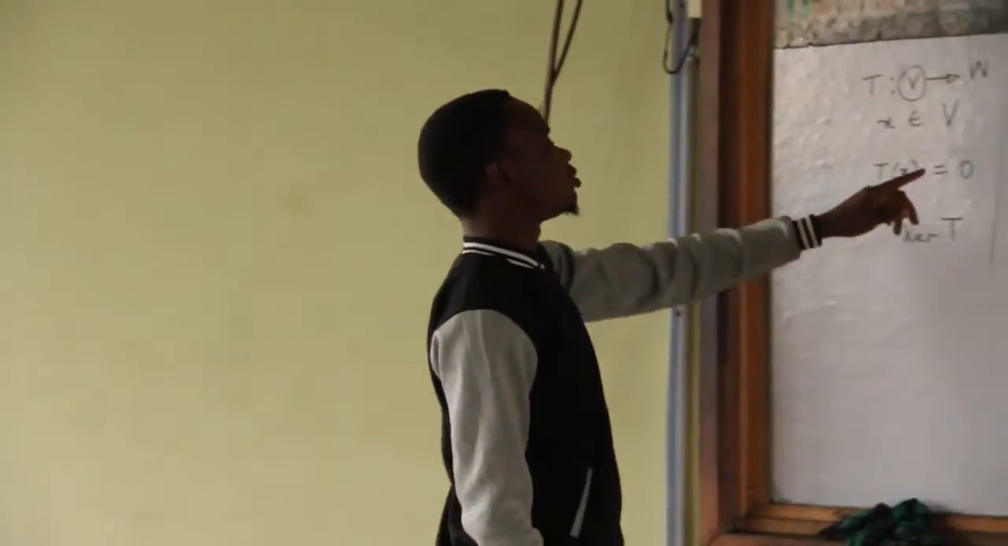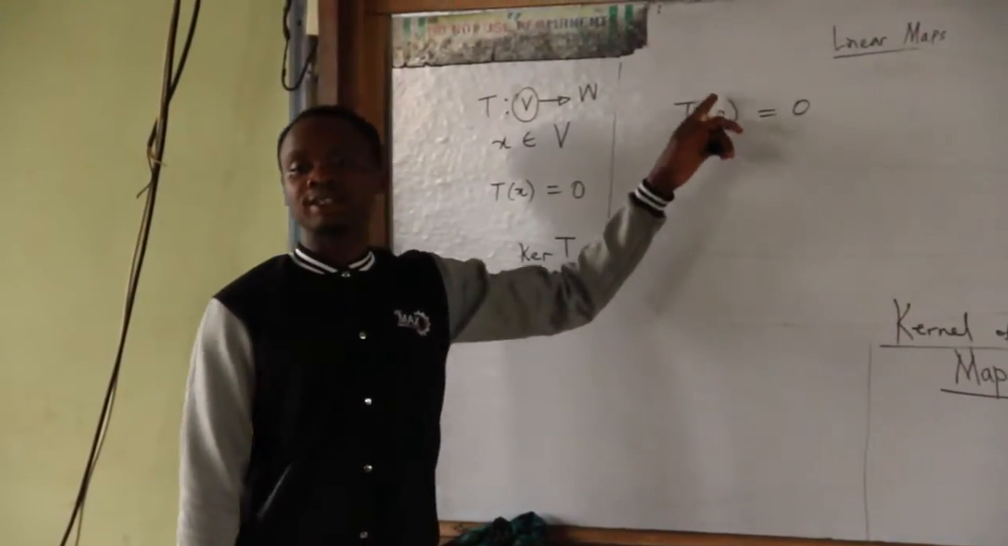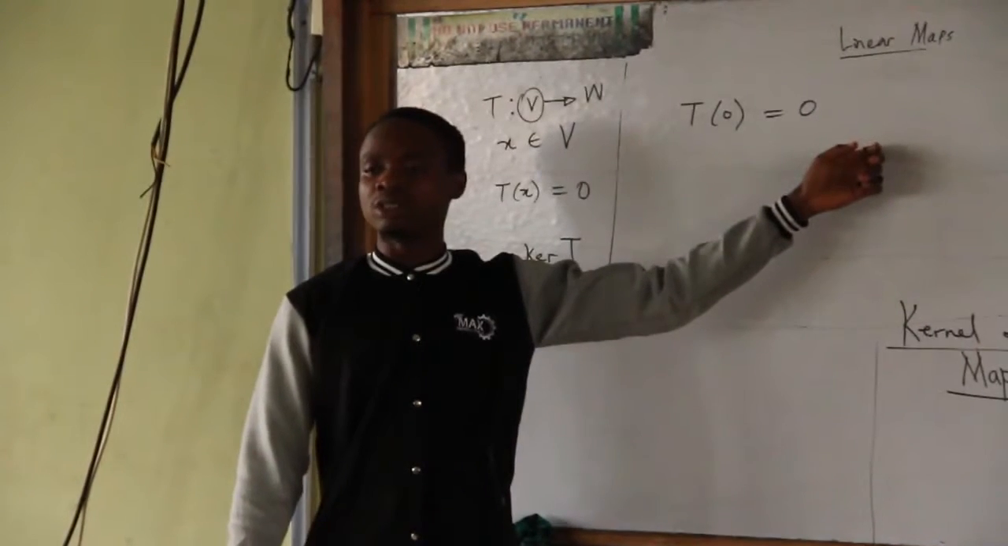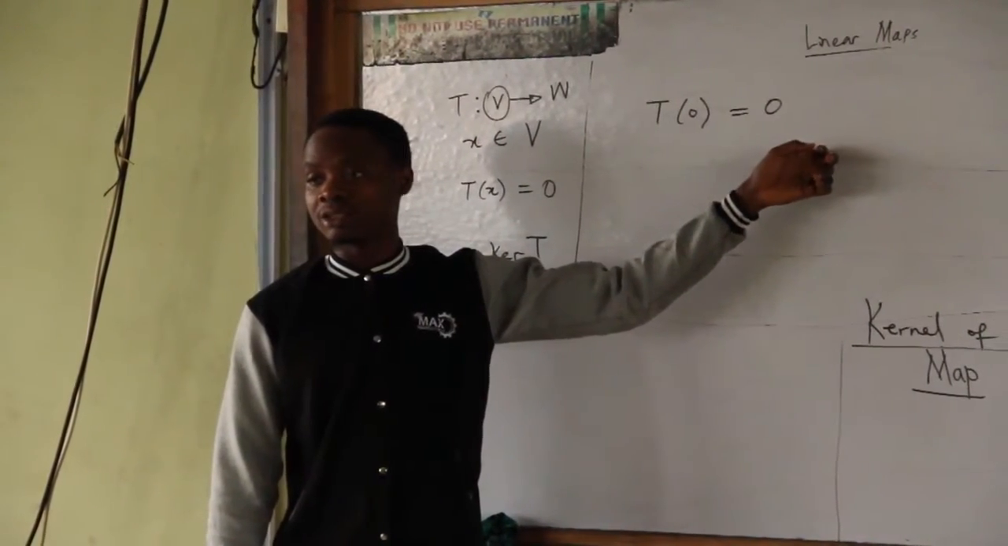Alright, but that does not mean that there cannot be other elements whose transformation will be 0. You see what I just said? We know that T of 0 is 0. There could also be other elements which, when transformed, will give us 0. Is it making sense to you at all? You understand what I just said? Alright.